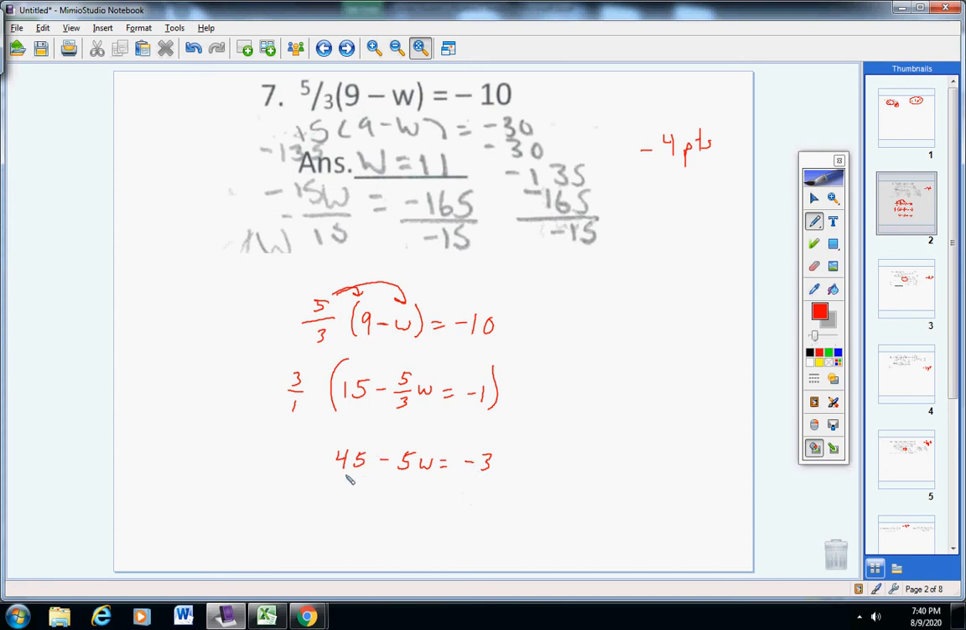Okay, and then from there you should know what to do. Bring your positive 45 over, make it a -45, and you get -5w equals -48. Divide both sides by -5. These cancel. Now remember, Lauren, negative over negative is positive, and 48 over 5 is simply 48 over 5. Or you could put 9 3/5, or you could put 9.6. Any of those answers would be fine.